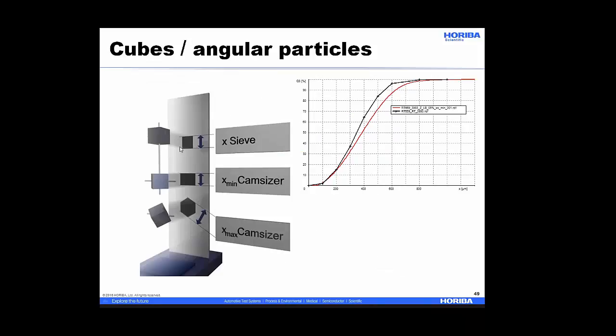Well, the size measured by the sieve for a cube, because that's conceptually easy, is going to be the distance between the flats on the cube. And if I do XCmin in the CamSizer, I'm going to get some projections which give me a small number and some projections that give me a larger number. And so there is a difference between the techniques.